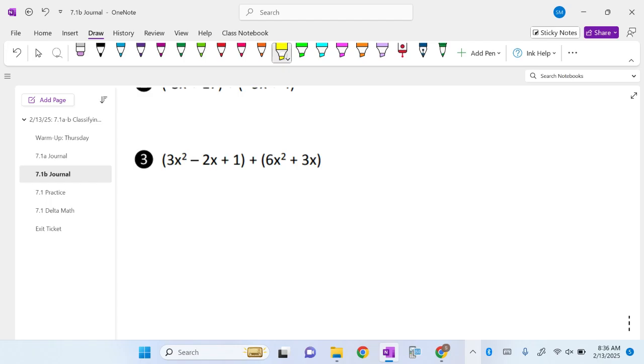The x's would work. What's the other set? The x squareds. And then that plus 1 is just by itself. So don't forget to include that plus 1, even if it is by itself.